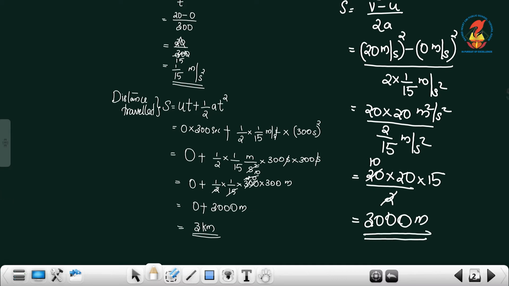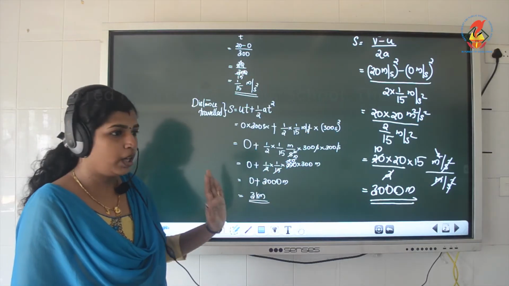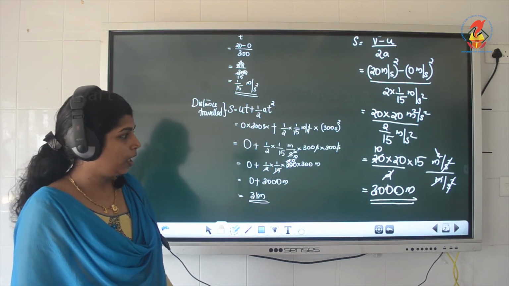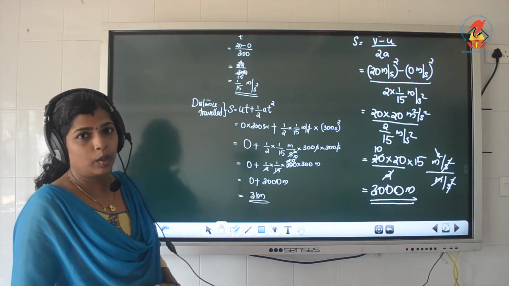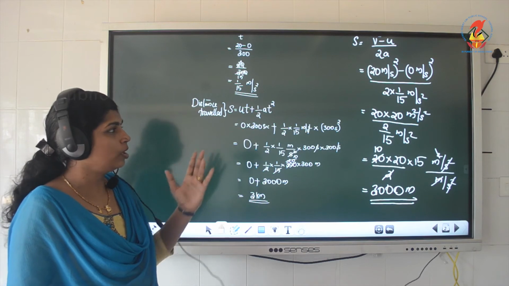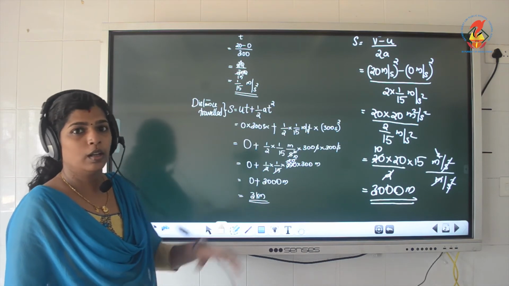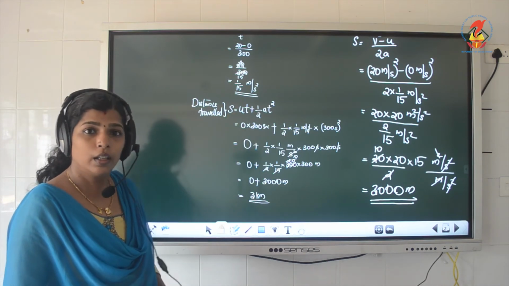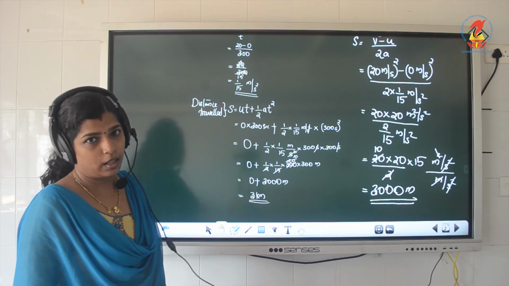Here, meter square by second square divided by meter per second square. This one will get cancelled. 1 meter and 1 meter square will get cancelled. So, meter will be there. Both equations you can use to find the answer. If time is given, then use this equation. If time is not given, then use the third equation to find the answer.